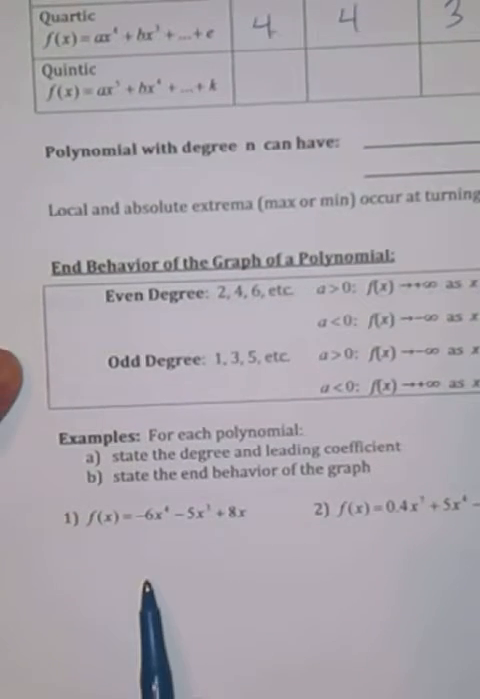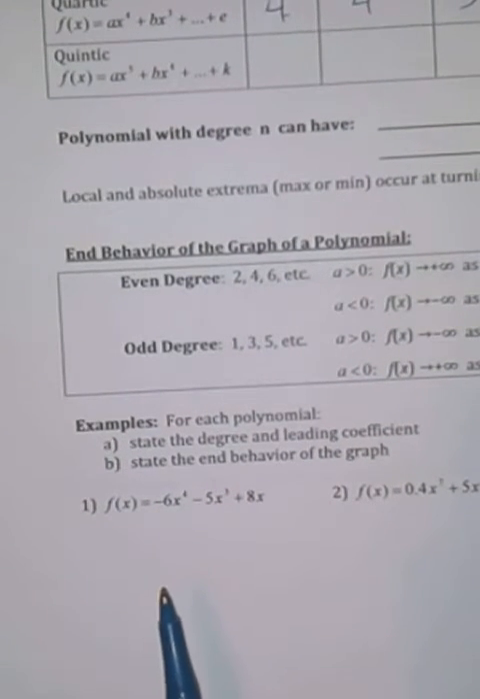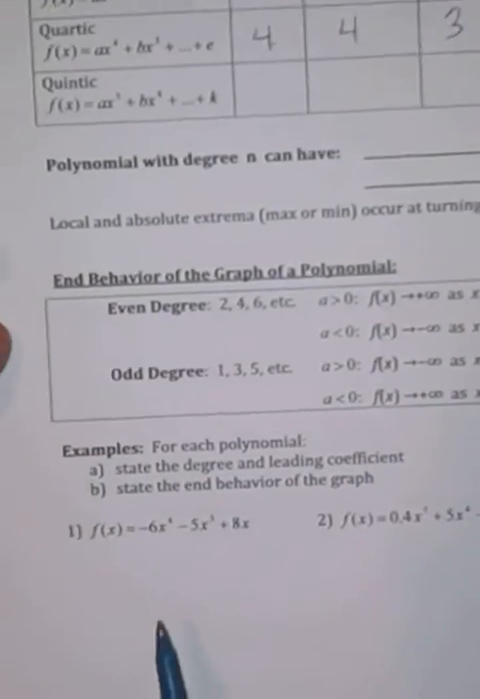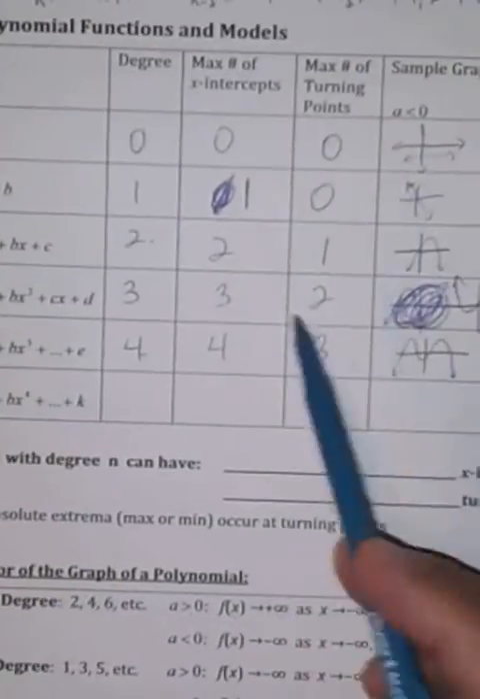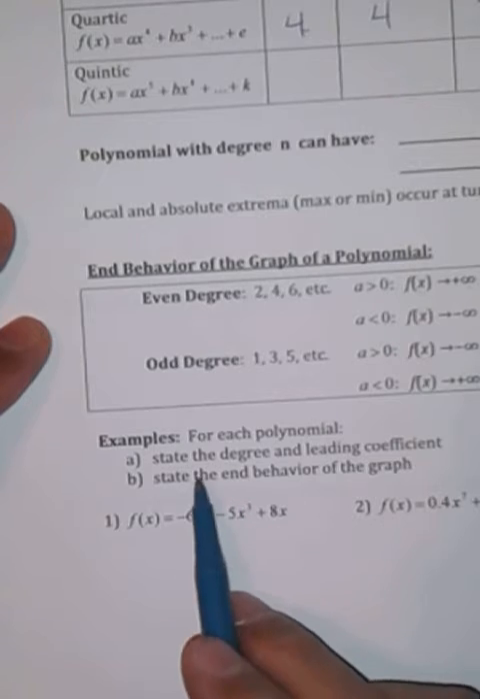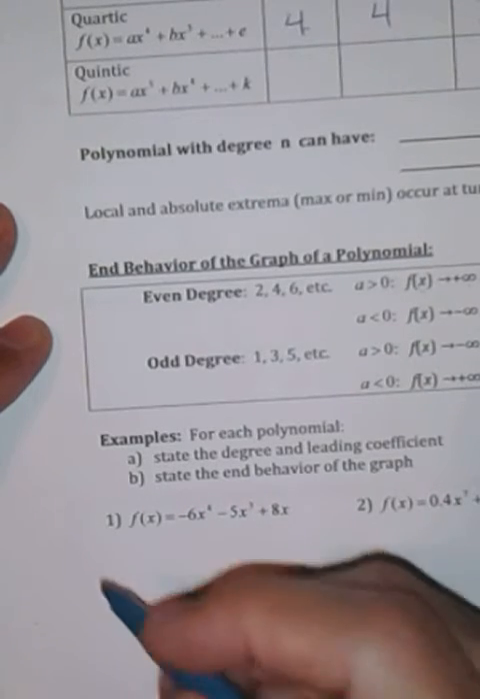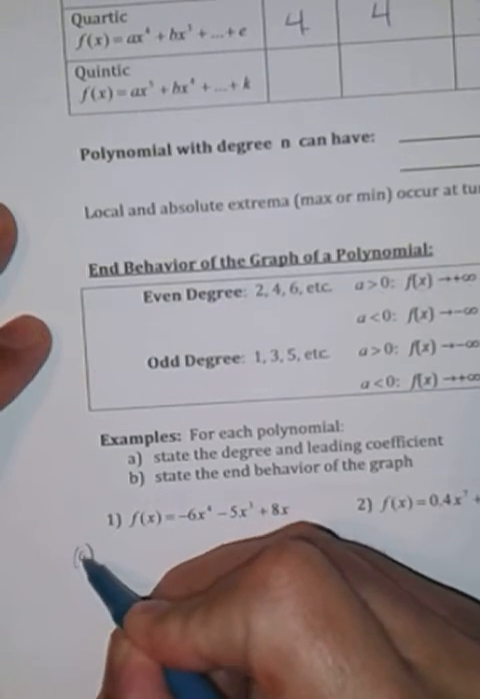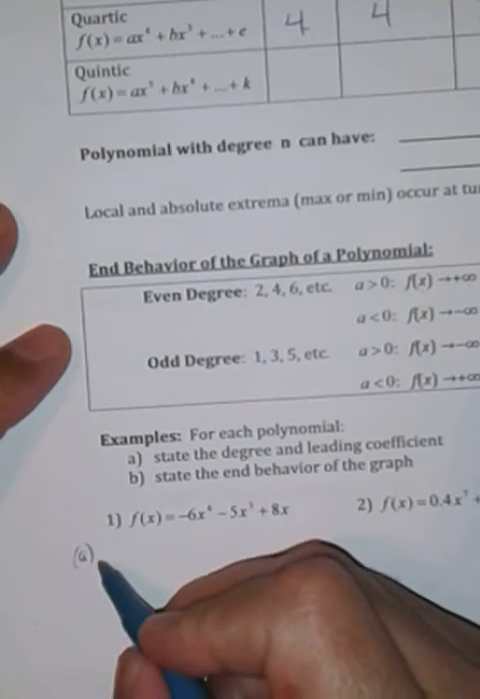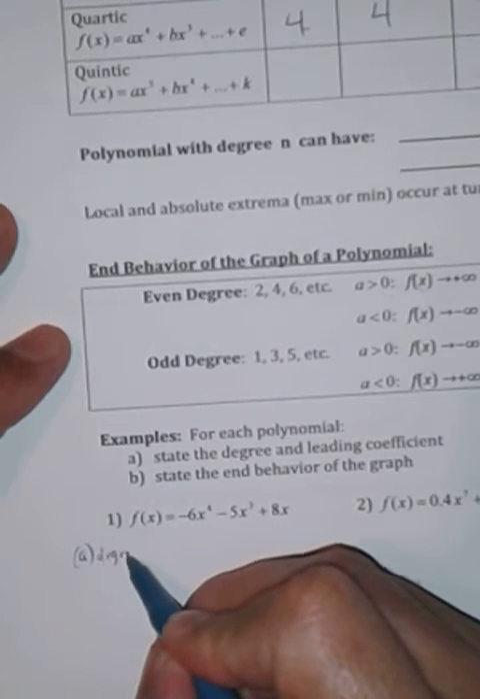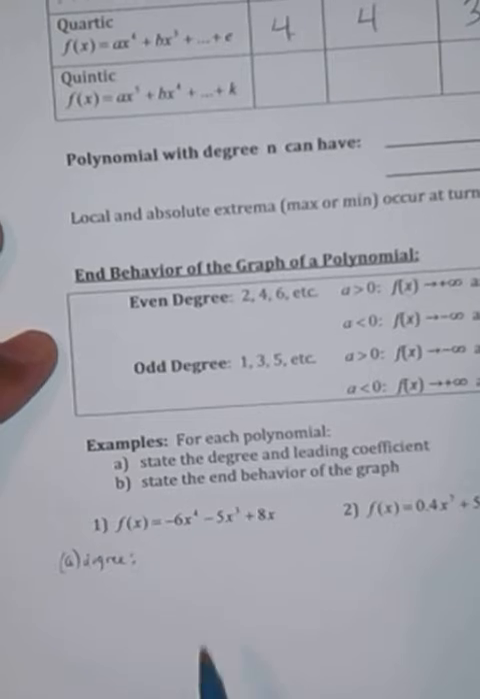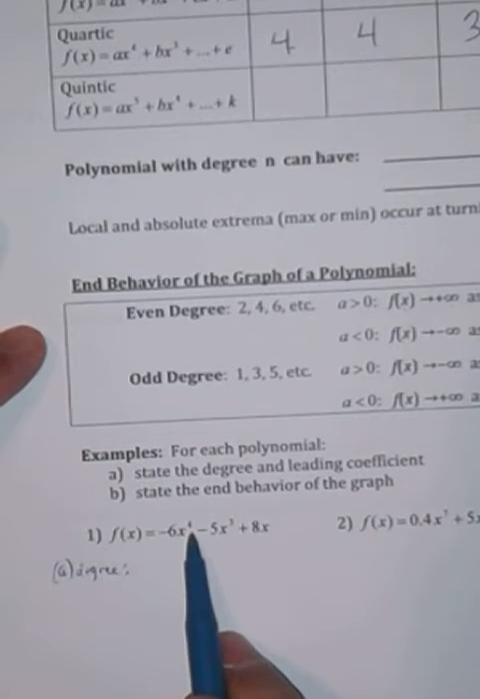Alright, so we are going to look now at the examples, and we're going to use what we just saw up here, at least some of it, and up here. Alright, so for each polynomial A, state the degree and leading coefficient. So the degree, we'll call it n. You know what, I'll write degree. And leading, so the degree, and all I have to do is look at the exponent, right?